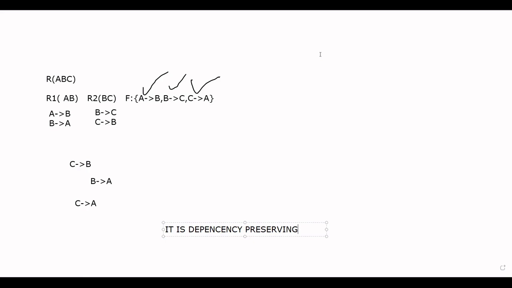Read the next question. The next question is the relation R(A, B, C, D), and here the functional dependencies are A to B, B to C, C to G, C to D, G to E. Here they have given three relations, so I'm giving all the possibilities: R1 that is AB, R2 that is BC, and R3 that is CD. Tell me whether it is dependency preserving or not.